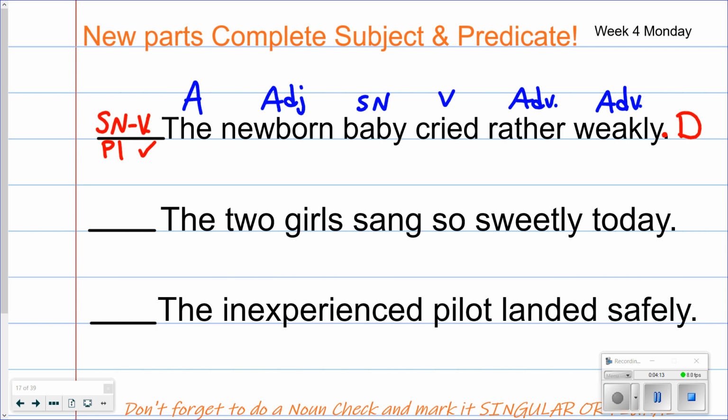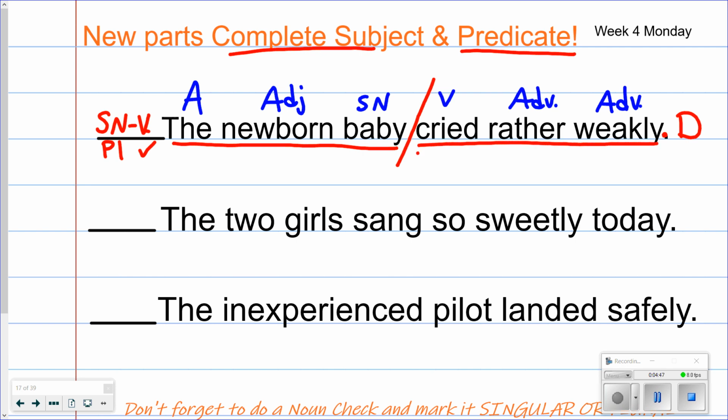Now, the next part is that we say go back to the verb and divide the complete subject from the complete predicate. And so what that means is I'm going to go to the verb, which in this sentence is cried. I'm going to draw this slanted line right in front of it. And when I do, everything in front of that line will be the complete subject. The complete subject is the subject noun and all the words that describe it. And then everything behind that line will be the complete predicate. Predicate is another word for verb. So the back side of our sentence is the verb and all the words that describe it.